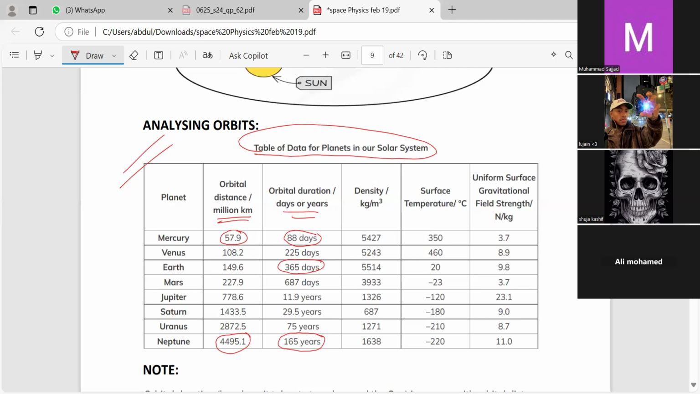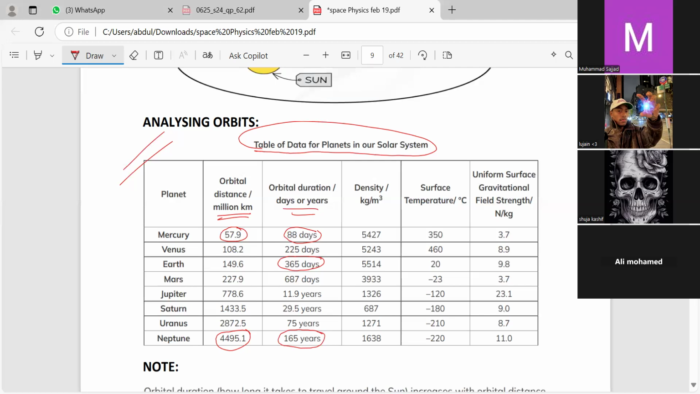One, its radius of orbit is more, so its circumference around the sun is more, so it has to travel a longer distance. Secondly, as it is furthest away from the sun compared to all other planets, the gravitational pull of the sun on Neptune is weaker, so the orbital speed of Neptune is also small. So it has to travel a longer distance at a smaller speed, so it takes longer. Whereas Mercury has to travel a smaller distance with greater speed, so it takes a shorter time.